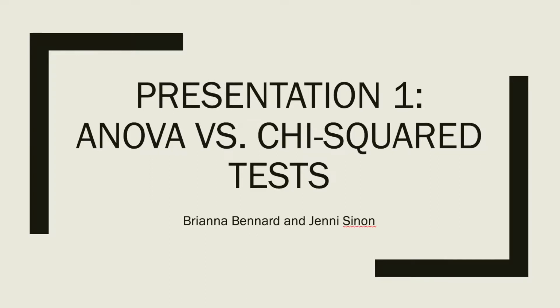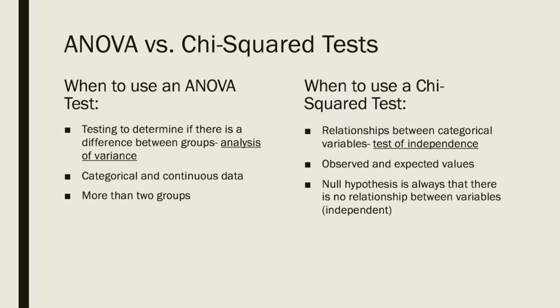In this presentation, we will be discussing the ANOVA and Chi-Squared tests, the differences between the two, and how to use the SAS/JMP software to perform both tests. Comparing the ANOVA and Chi-Squared tests.